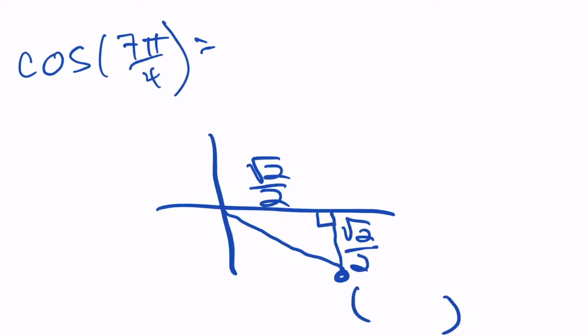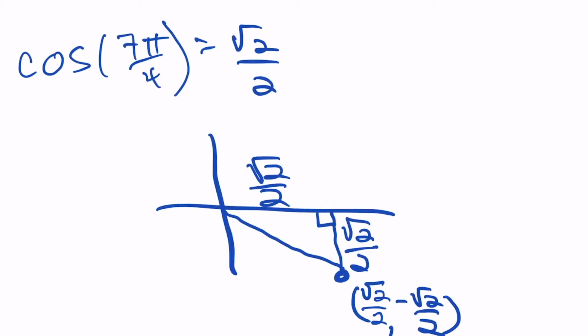And sine, or the y-coordinate, is negative. So this is at positive root 2 over 2, negative root 2 over 2. So if you had asked me what sine is, negative root 2 over 2, cosine is positive root 2 over 2. And hey, as a bonus, tangent would be negative 1 at 7 pi fourths. Okay, smarty pants. All right, next.